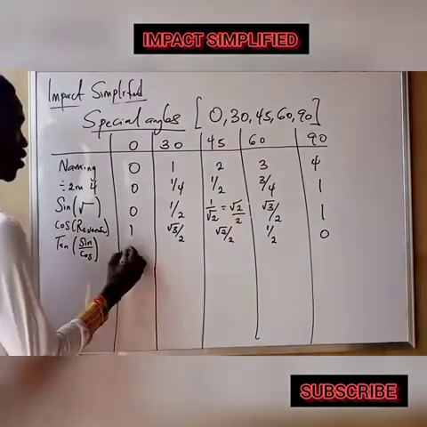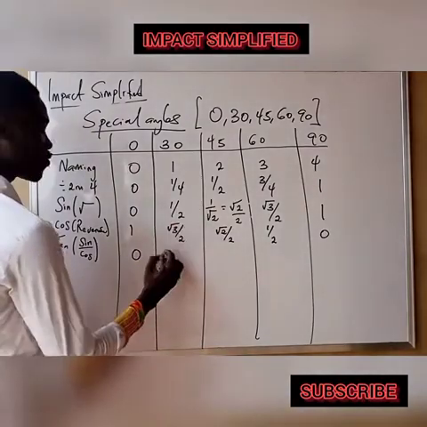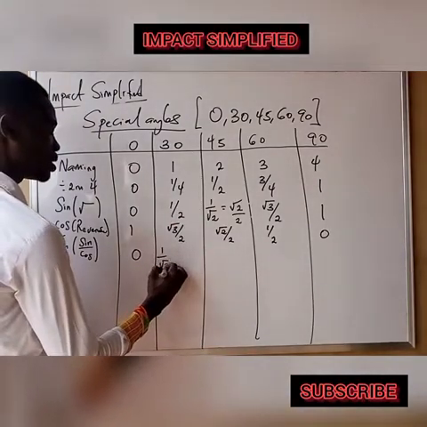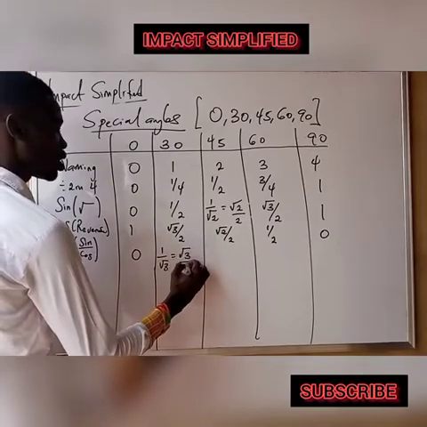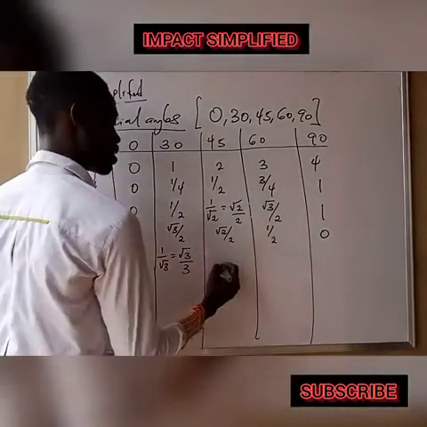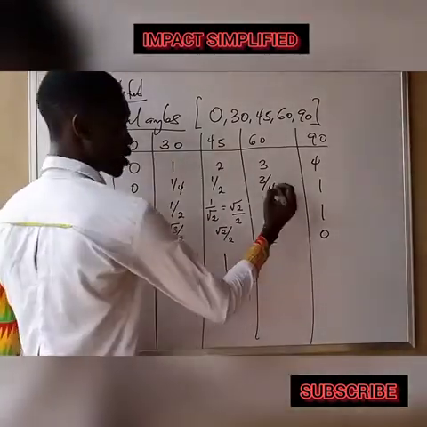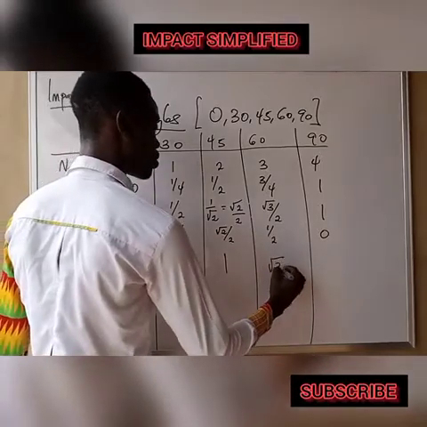So what is 0 over 1? That will give us 0. This over this will give us 1 over root 3, and that will give us what? Root 3 over 3. This over this, they are the same, that will give us 1. And this over this will give us the square root of 3.